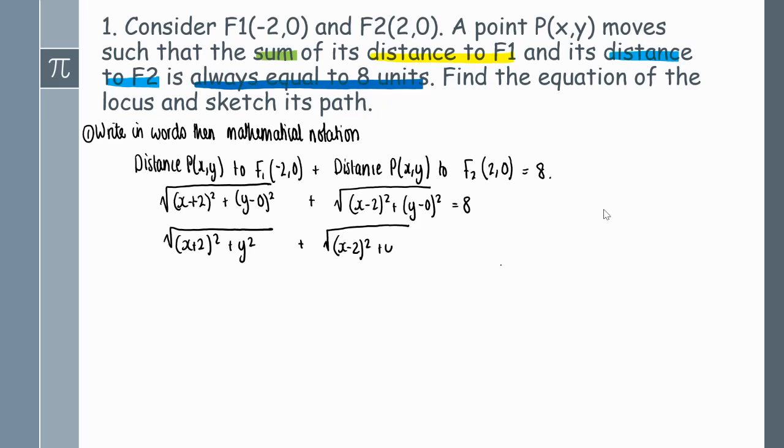Now, before you go ahead and start squaring this statement straight away, if I square the left-hand side, this is going to get really, really messy. So we do a little bit of manipulation. Always remembering that in the end, we want to write this equation in the form of an ellipse.